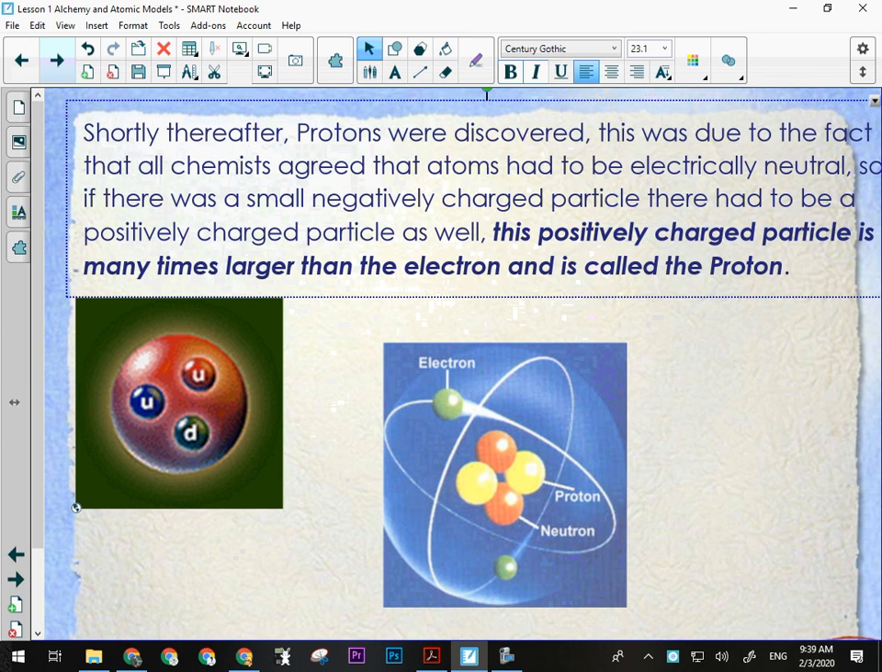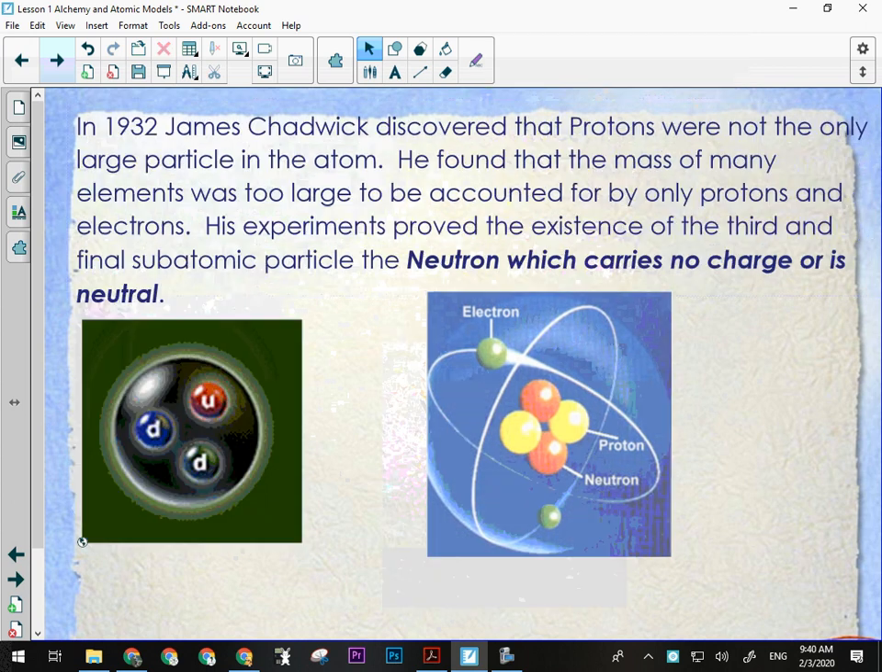Okay, so they came up with lots of different ideas for what the atom would look like, but none of them were really right. Okay, so yeah, Chadwick discovered protons. Sorry, Chadwick discovered the neutron. Neutron carries no charge in it. Okay, and things progressed from there.